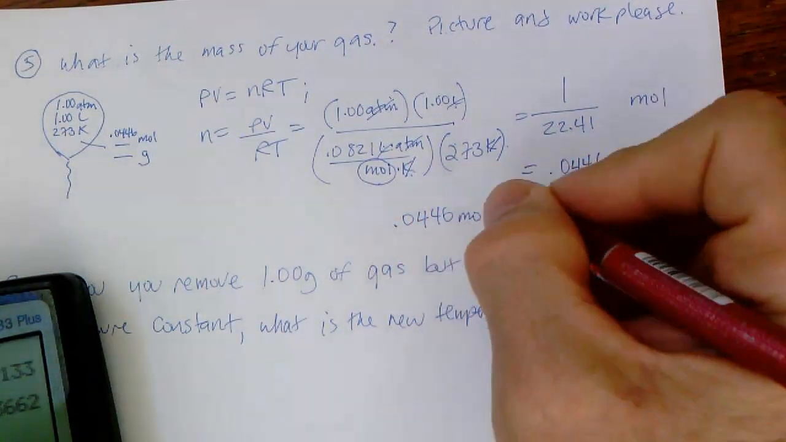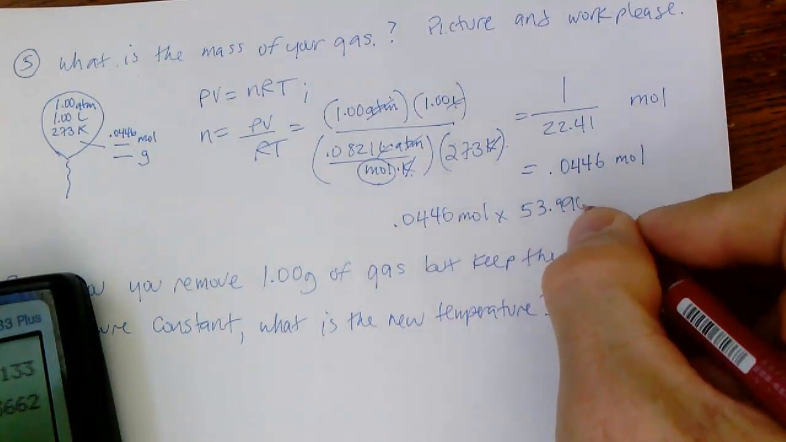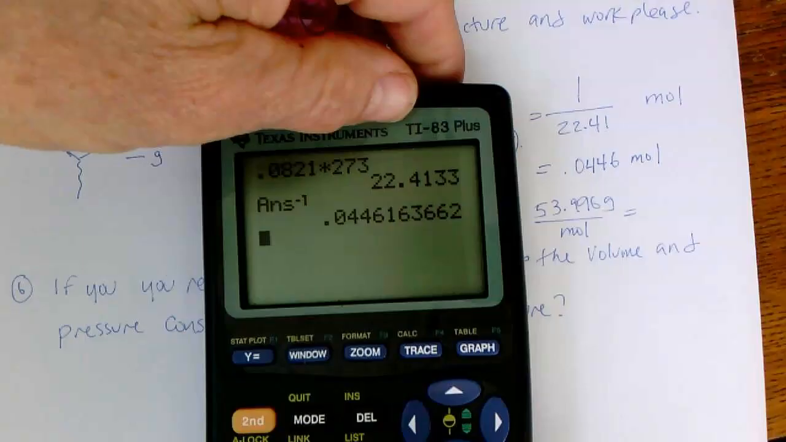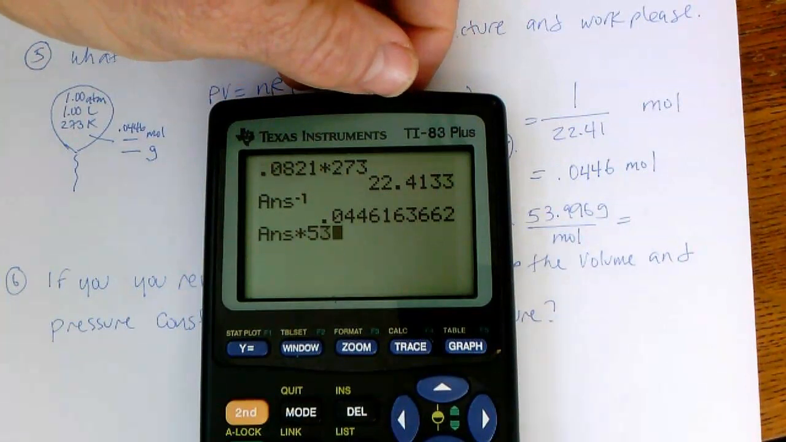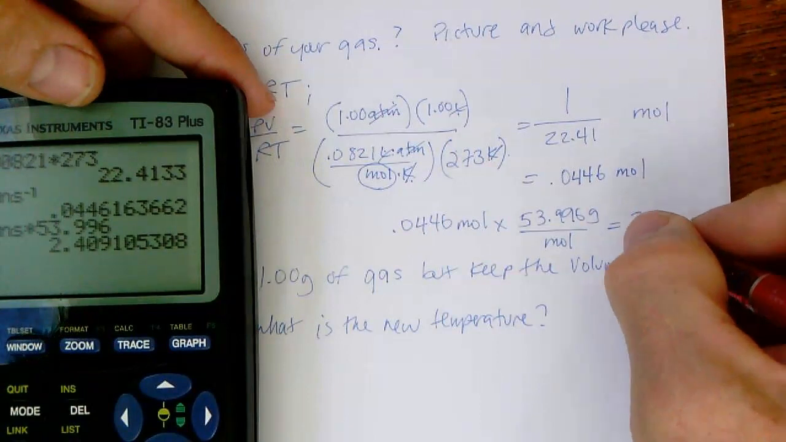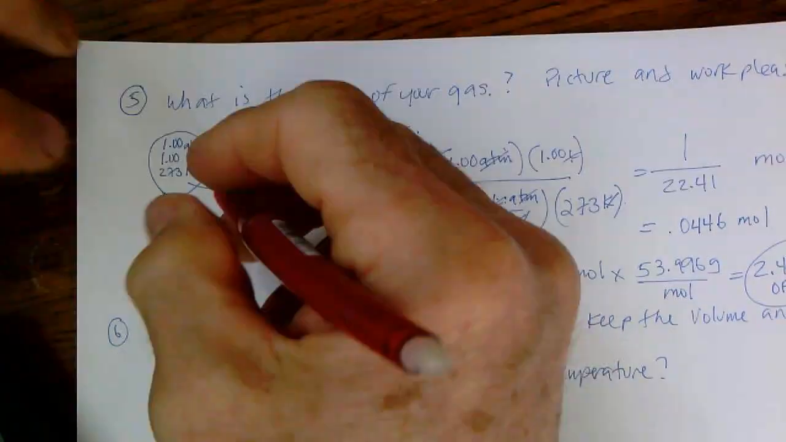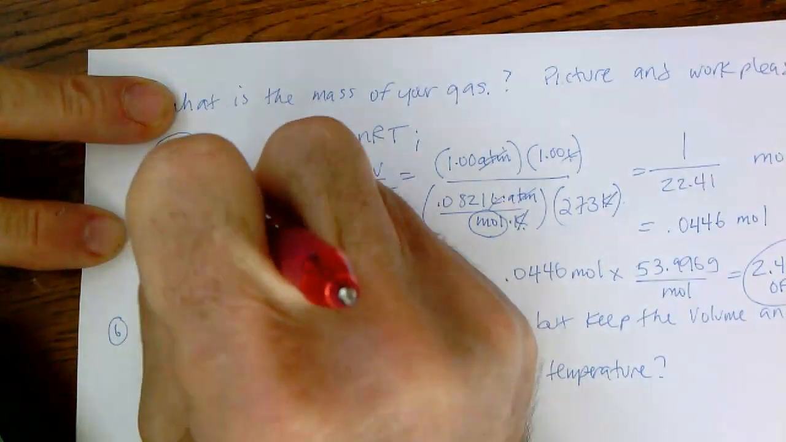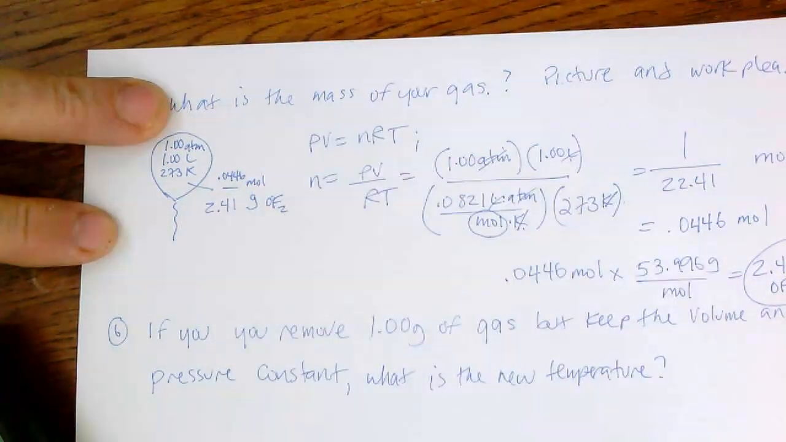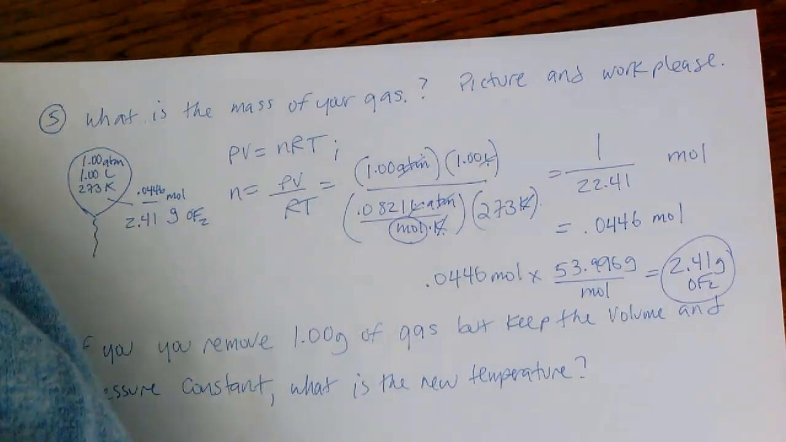0.0446 moles times 53.996 grams per mole equals 2.41 grams of OF2. Get rid of that. 2.41 grams of OF2. And that is the answer to question number 5.